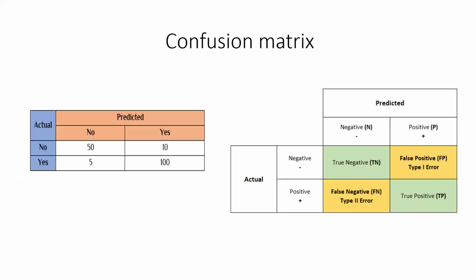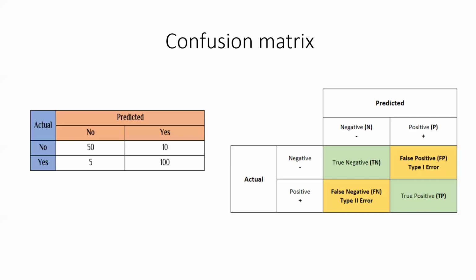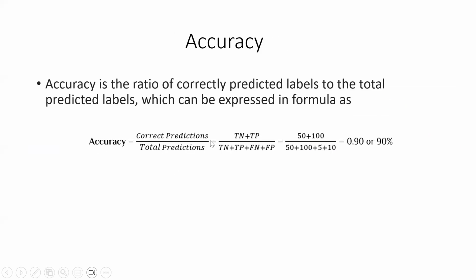Okay, we will see what accuracy means. Accuracy means the ratio of correctly predicted labels to the total predicted. Accuracy means how many are correctly predicted in the X-ray report. So what you have to do is add true negative plus true positive. True negative is 50, true positive is 100, divided by the total number of subjects.